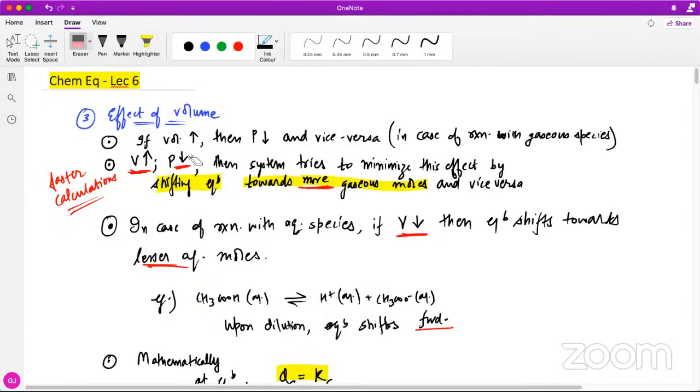Volume is increasing, pressure is decreasing, so which way is the equilibrium shifting? Towards more gaseous moles, and vice versa. Okay. Yes, sir. Right, in case of reaction with aqueous species, if volume increases then equilibrium shifts towards what? Lesser aqueous species. More moles. Oh, sorry, more moles. I'm so sorry.